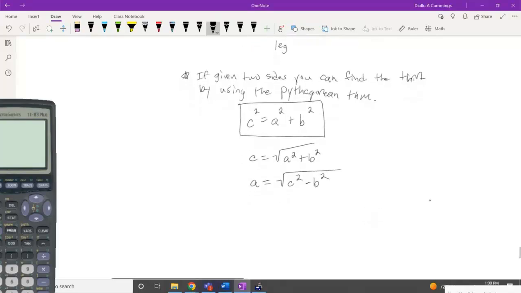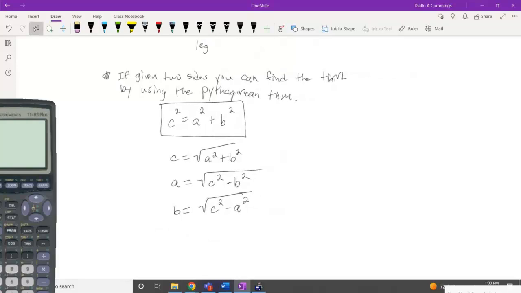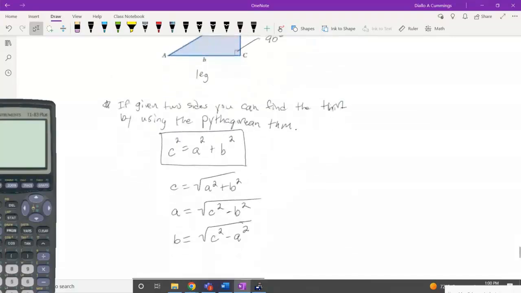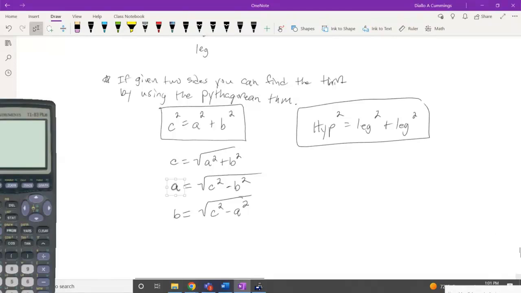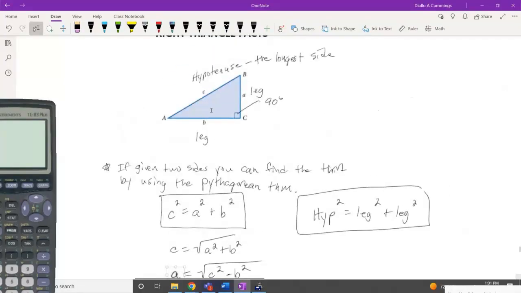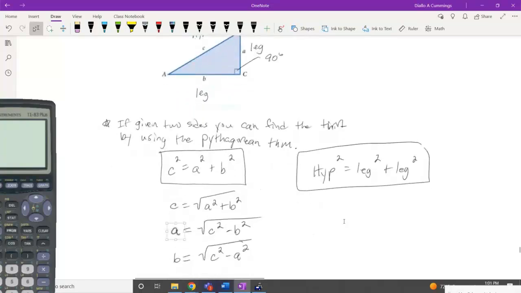And one last formula, b is equal to the square root of c squared minus a squared. Now here's an alternative set of formulas. I'm going to use hypotenuse and leg instead of a, b, and c. So the hypotenuse squared is equal to a leg squared plus another leg squared. It's the same form, but instead of writing a, b, and c, I'm writing leg and hypotenuse. These formulas are a little bit easier to navigate.